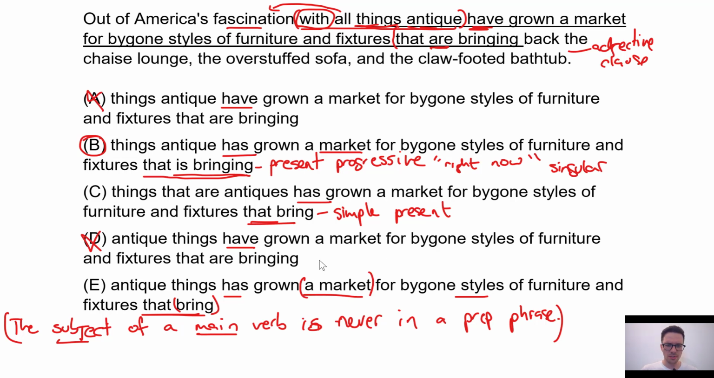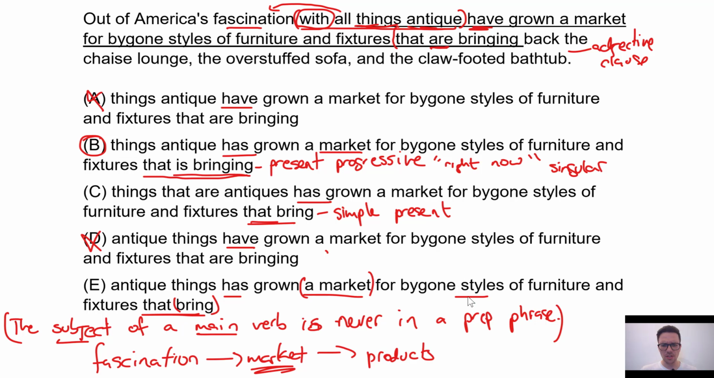So the logic of the sentence is, hey, there's this fascination that's driving a market, and that's driving these products back. That's driving the demand for these products, right? And so it's the market really that's bringing back, not the styles. That's not the logic of the sentence. And so if market is the subject, that's another reason why B is going to be right and C and E are going to be wrong, because the market is singular and bring is a plural verb, and so we can get rid of C and E for that reason too.